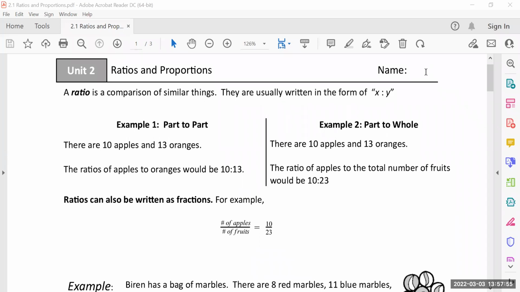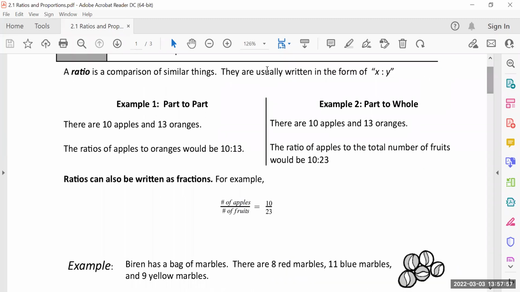Here we go. When we describe proportions, in other words, a ratio or a comparison of two different numbers, we can typically write it in the form of x colon y, some number to some number.